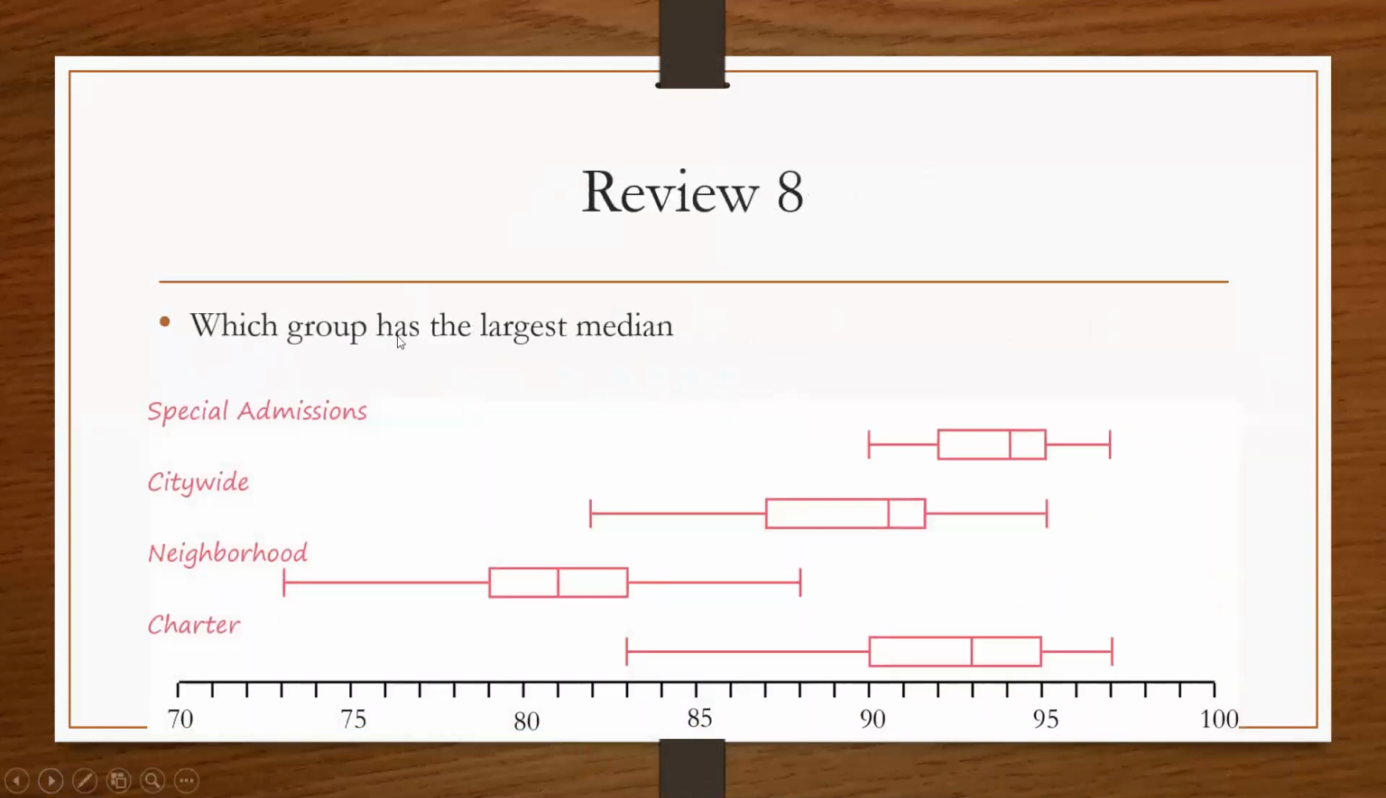So basically, this is a bunch of different box plots. So which group has the highest median, or largest median?